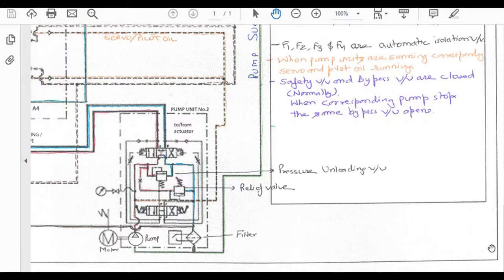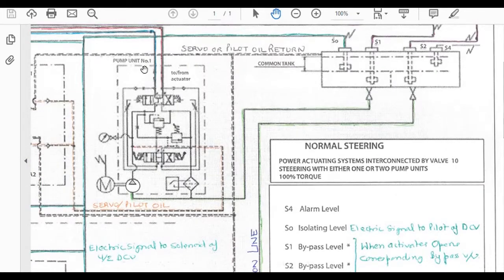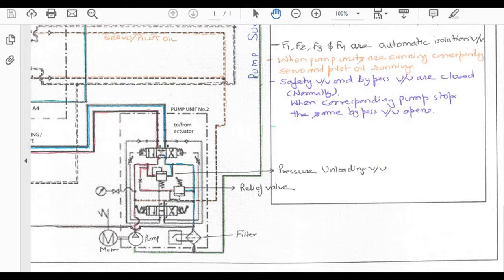This symbol is present in both pump units. You can see here is pump unit number 2 and a similar unit is pump unit number 1, and here is the symbol. So the other part is, what is the function of this symbol? Its function is to take suction from the reservoir and supply pressurized hydraulic oil to drive the vanes of the steering gear.